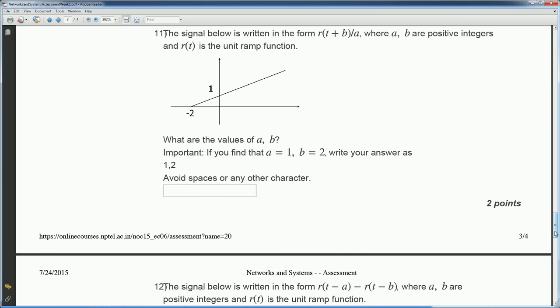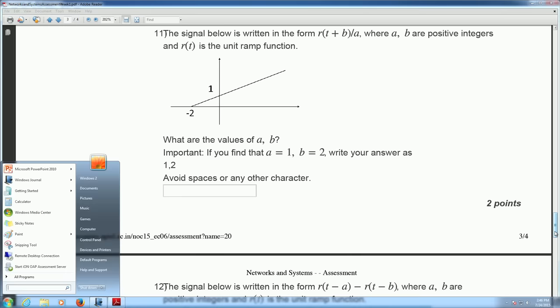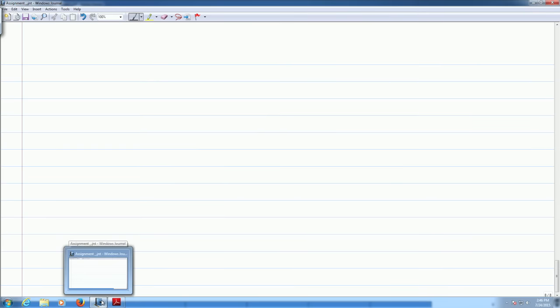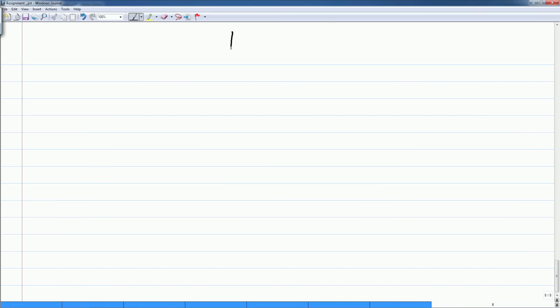r of (t plus b) divided by a. So, if you look at it very carefully, it's a shifted ramp and it's also scaled. Okay, so it's multiplied by something. One can think about this very carefully, and if you want, you can do some careful calculations. But let me just give you the answer here and explain how I got to that answer. If I start at minus 2 and then you have a signal like this, which at 0 crosses 1.